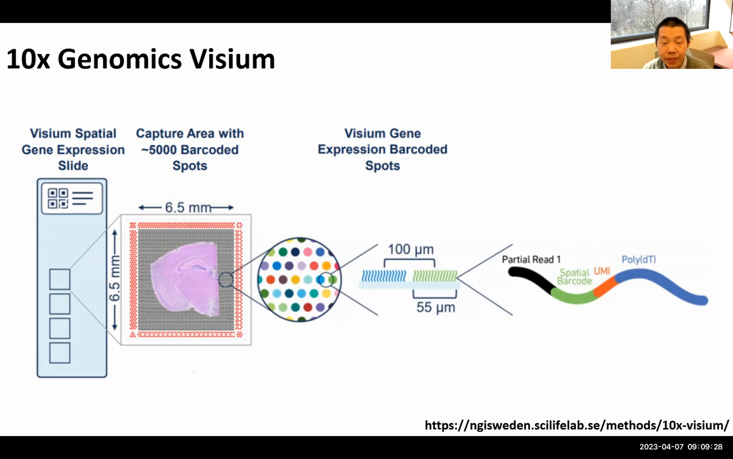So now you have the gene expression matrix and the spatial location matrix, which allows you to combine these two to perform important analysis. So this is the 10x Visium technology.